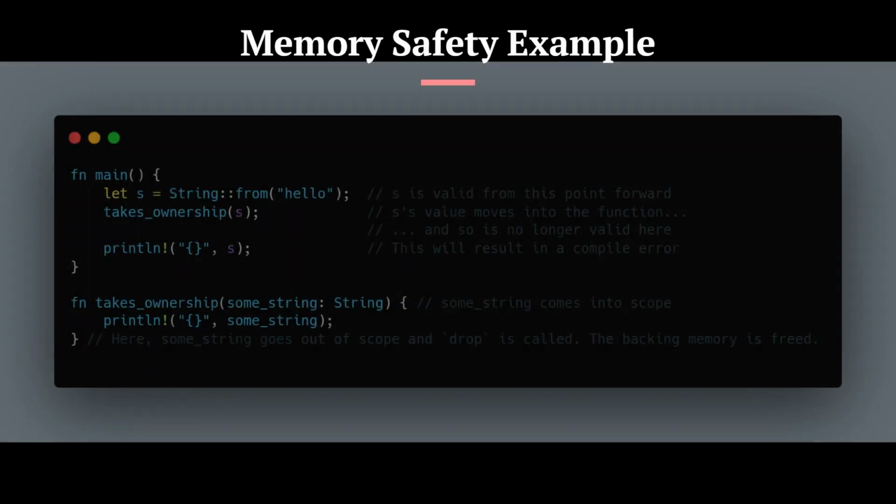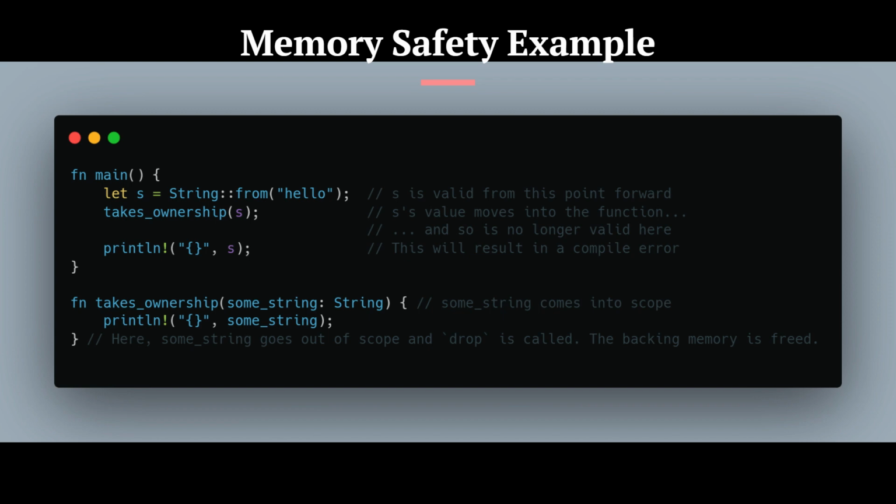In languages like Java or Python, memory is managed through a garbage collector. This can lead to performance issues because it's not always clear when the garbage collector will run. In contrast, Rust uses a system of ownership with a set of rules that the compiler checks at compile time. Once a variable's scope is over, Rust automatically frees the memory. This eliminates a whole class of bugs and security vulnerabilities related to memory management, without the overhead of garbage collection.